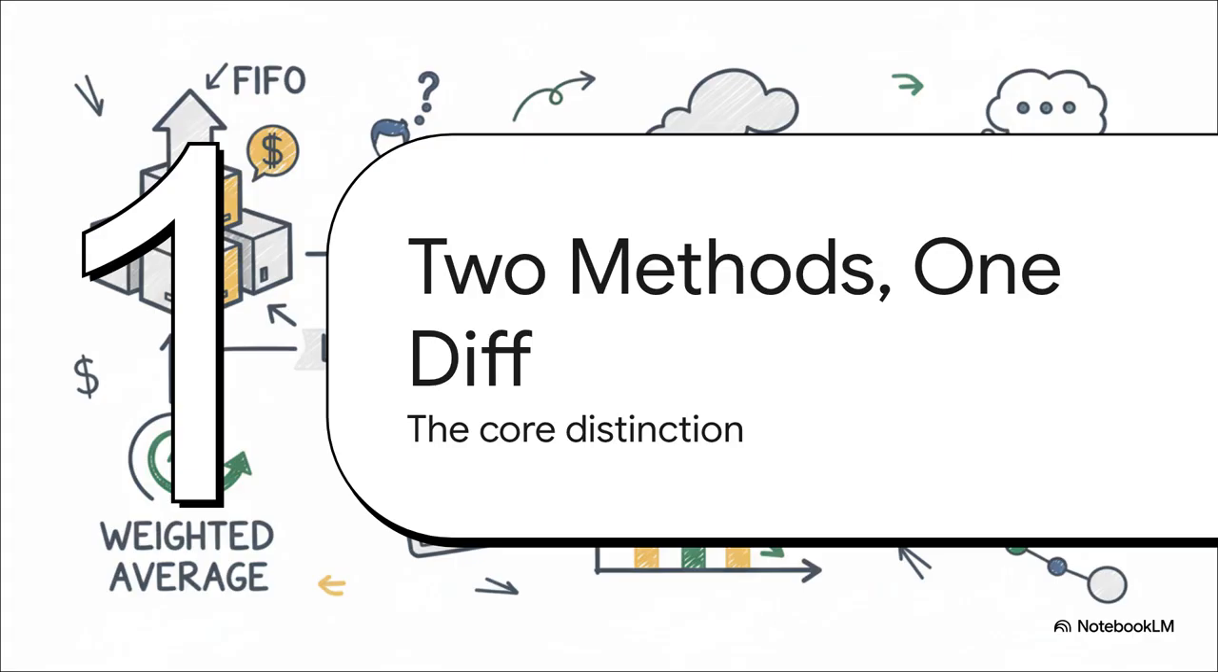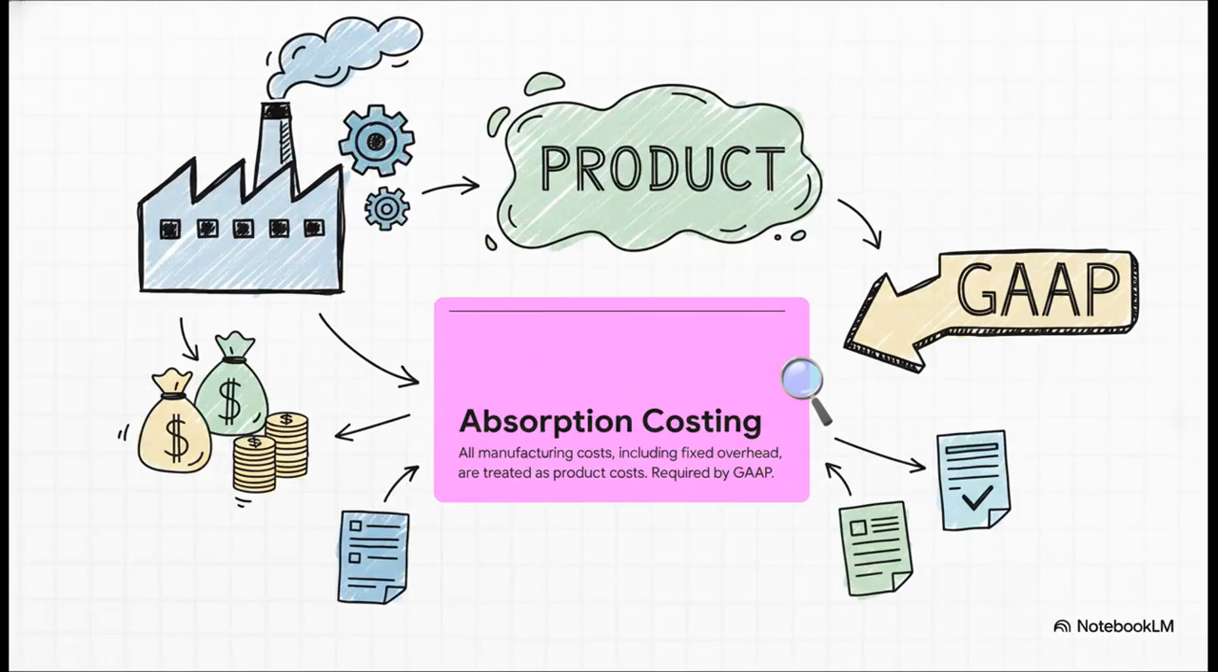All right, let's begin. To really appreciate the downstream effects of these two costing systems, we first have to establish their core conceptual difference. And you'll see, it all comes down to the treatment of a single type of cost. First up is absorption costing, which you might also hear called full costing. The name is quite descriptive. The product is made to absorb every single manufacturing cost. This means direct materials, direct labor, variable overhead, and, this is the critical part, fixed manufacturing overhead.